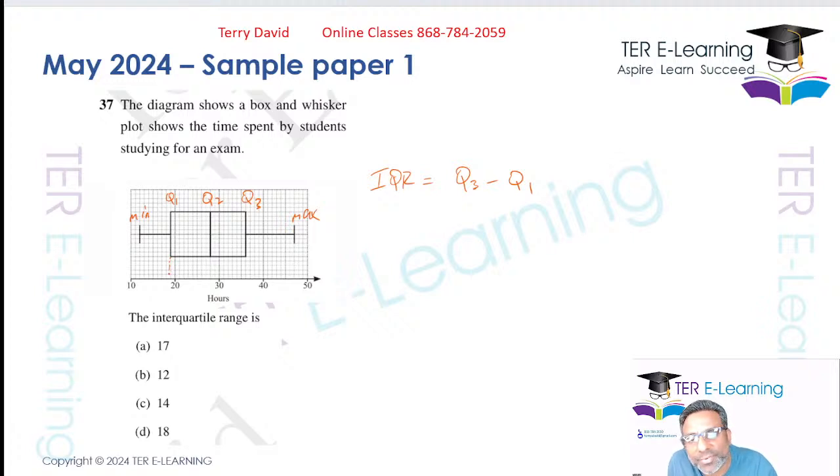If I read this off here, that looks like 19, so your Q1 is 19. Your Q3 is this one here, which is 36. So that's 36 minus 19, and that's going to give me 17. So the interquartile range is going to be A, which is 17.